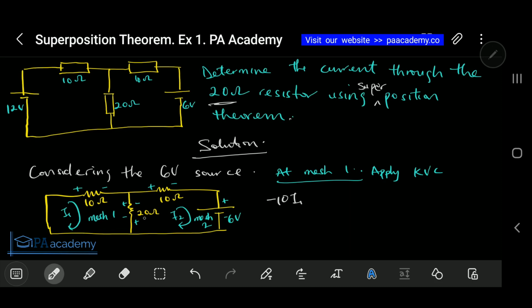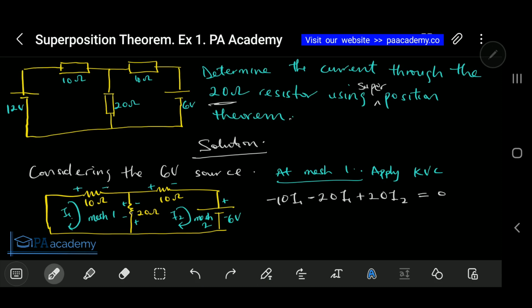In this direction also, minus 20 I1, also plus 20 I2 equals 0. Let me just explain what I did here. In this direction, I'm considering this as my mesh 1. If it is going like this, this is from positive to negative due to current I1, so I'm having minus 10 I1. That's from positive to negative. That's how I got that.